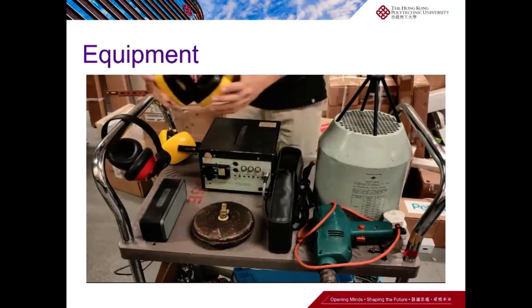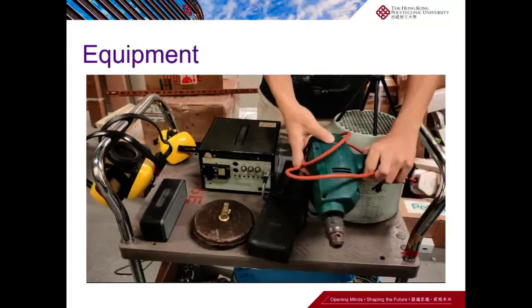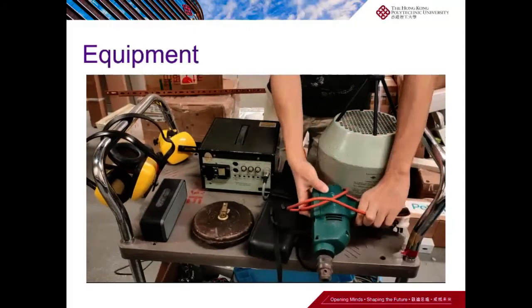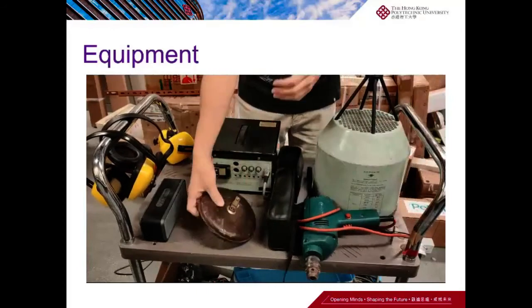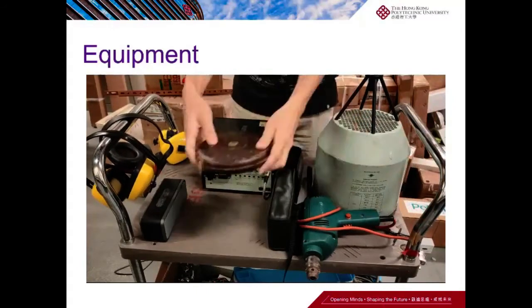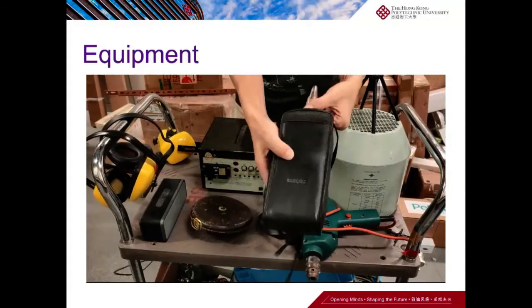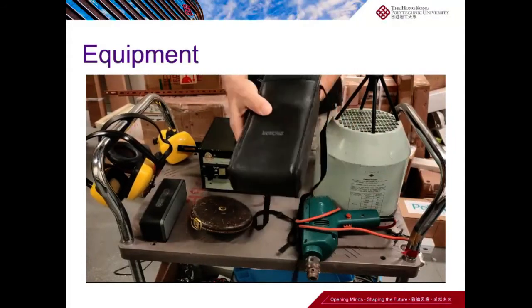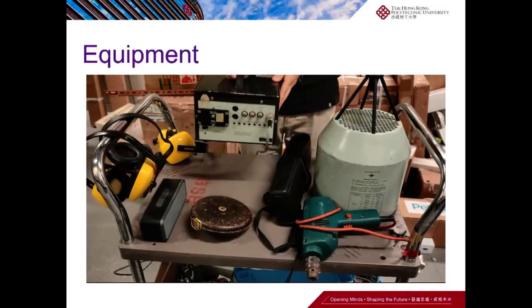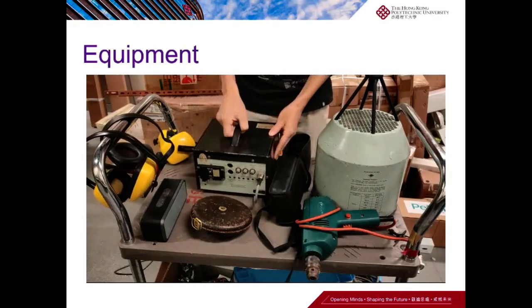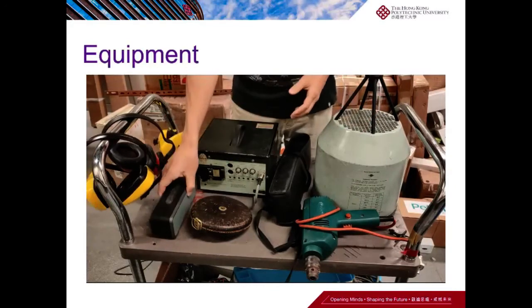The ear muff to protect your hearing. This is the noise source. Ruler tape. And this is the sound level meter. This is the sound power source. And the cassette tape.